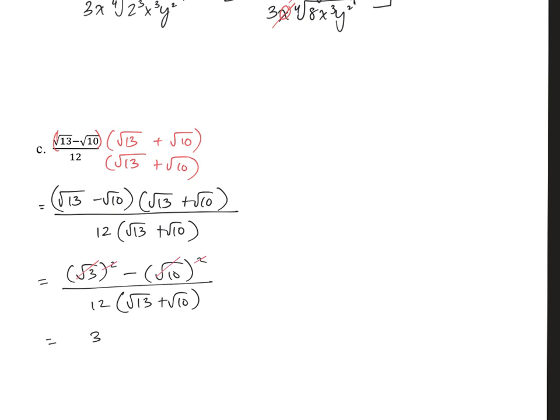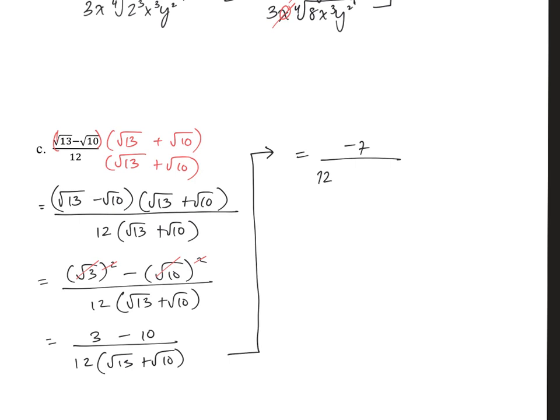And we're left with 3 minus 10 all over 12 times root 13 plus root 10. Continuing on the side, 3 minus 10 is going to be negative 7 all over 12 times root 13 plus root 10. And there is nothing else we can simplify there. I'm just going to go ahead and make sure that that 12 doesn't look like a 72. Make sure your work is clear as possible and legible for the person reading it. And there we go. We're done.